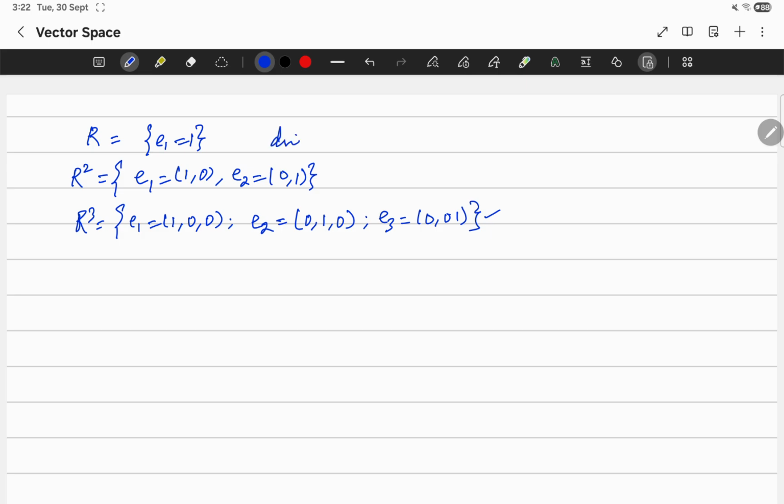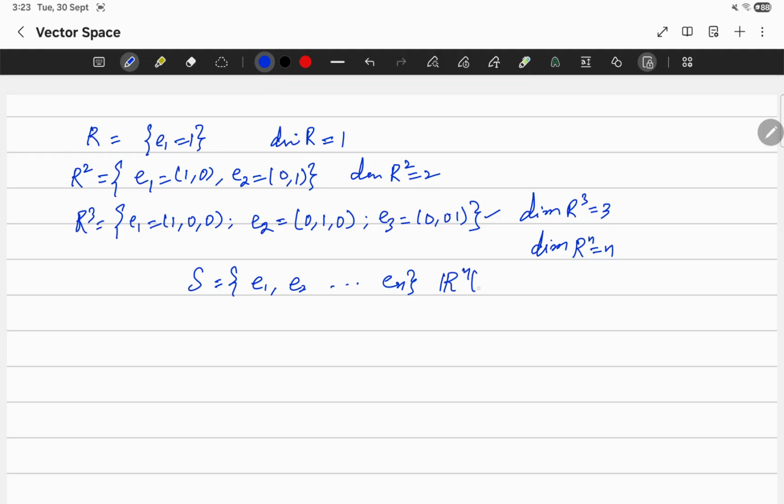So the dimension of R1, that is R, is 1. The dimension of R2 is 2. The dimension of R3 is 3. In general, the dimension of Rn is equal to n. These are some standard bases. In this way, we can say that if S is equal to e1, e2, so on up to en, this makes a basis for Rn over R, so it is n dimensional.